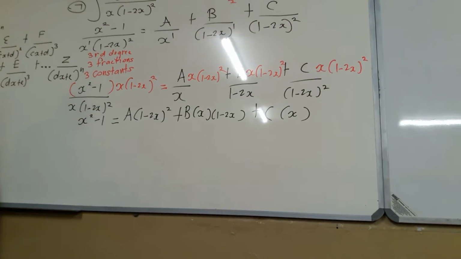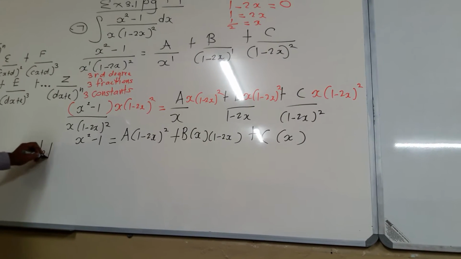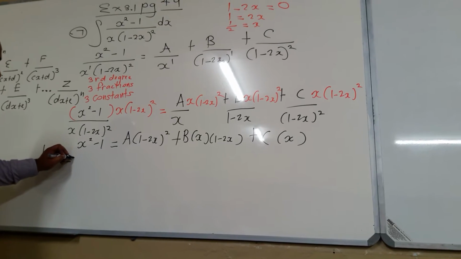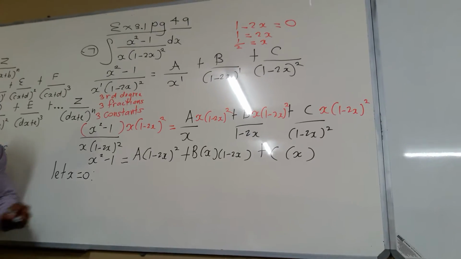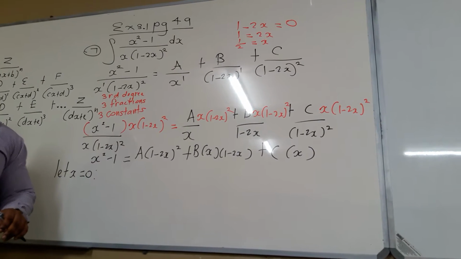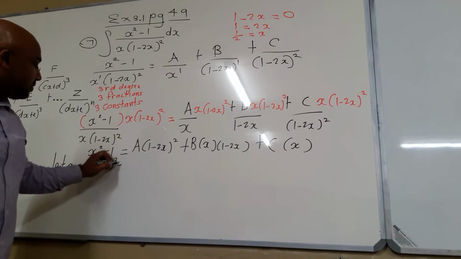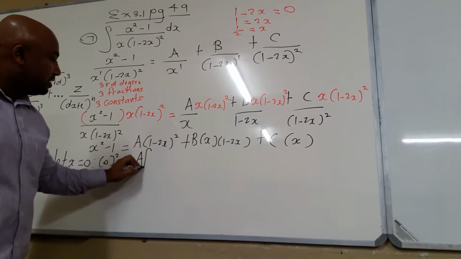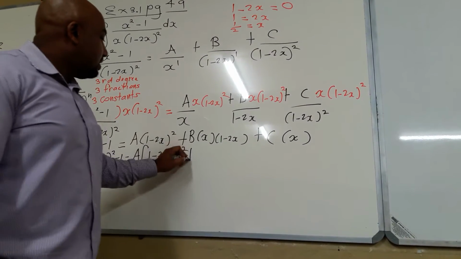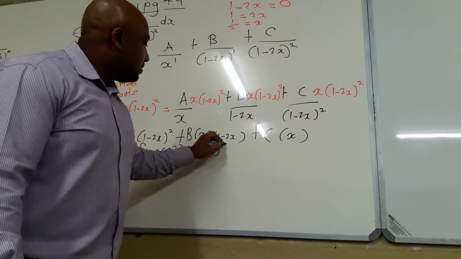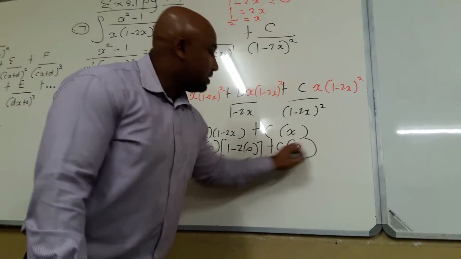Alright, so let's start with the first substitution. On the left hand side, we write down let x equal to 0. Wherever I see x, I'm going to replace it with 0. So that will be 0 squared minus 1. This will be a times 1 minus 2 times 0, all squared, plus b times 0 times 1 minus 2 times 0, and that's plus c times 0.